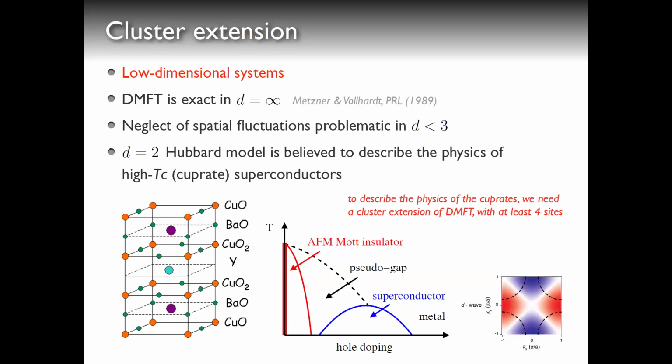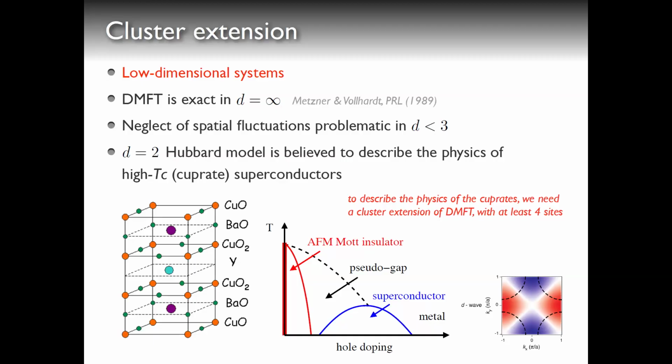Now, dynamical mean field theory can be shown to be an exact description in infinite dimensions. In this limit, this assumption of a local self-energy becomes exact. However, the theory is only approximately correct in lower dimensions, and in particular, the neglect of spatial fluctuations becomes problematic in dimensions smaller than 3. However, the 2D Hubbard model has been studied a lot in connection with cuprates, because this model more or less describes the physics of the copper-oxygen planes in cuprates.